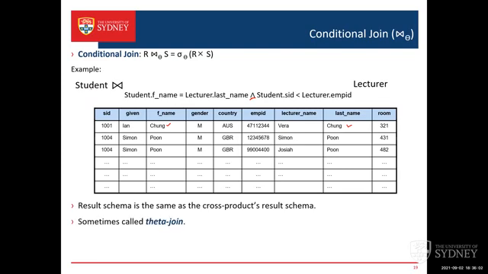This is also known as theta join, because this is theta, right? That's why in some books you will find it as theta join. In some books it is written as conditional join. Both are fine. When everything in this condition is an equality, that join will be known as equi-join.